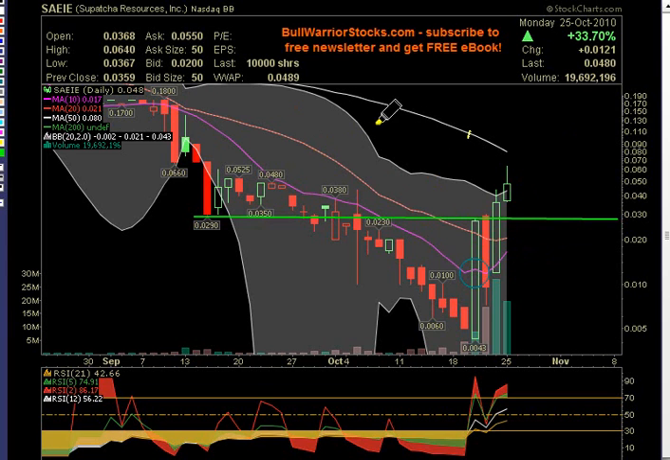Now, the interesting thing with this chart, essentially the only area of resistance that we have approaching is not up until here, right there at that white line, which is the 50-day simple moving average.